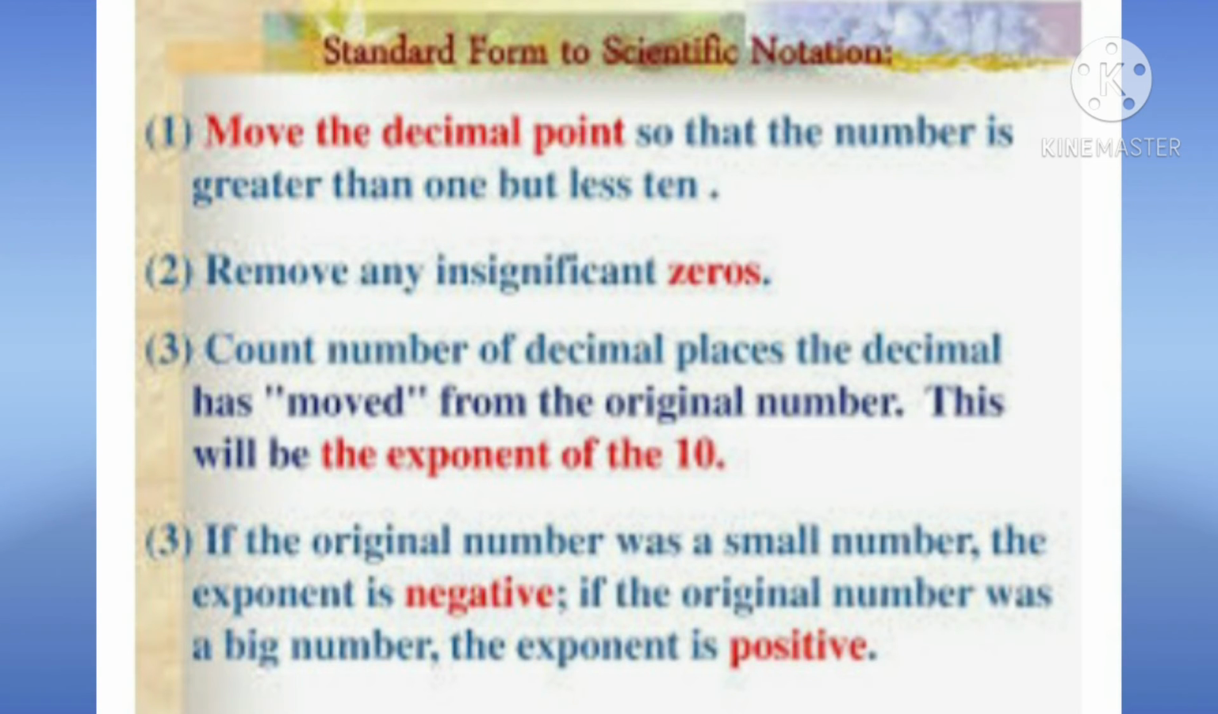Now, after going through the examples, we can summarize the rules. First, move the decimal point so that the number is greater than or equal to 1 but less than 10. Remove any insignificant zeros. Count the number of decimal places by which the decimal point has moved from the original number, and this will be the exponent or the power of 10. If the original number was a smaller number, then the exponent is negative, whereas if the original number was a bigger number, then the exponent will hold a positive power.